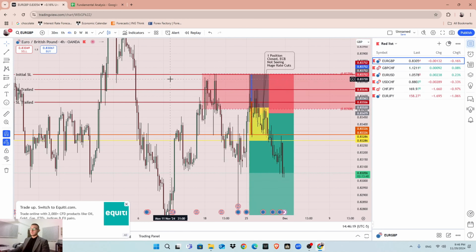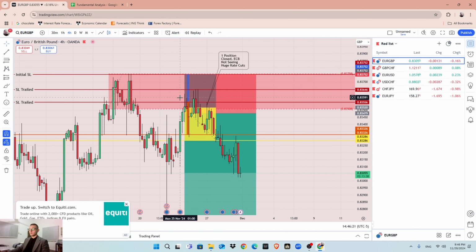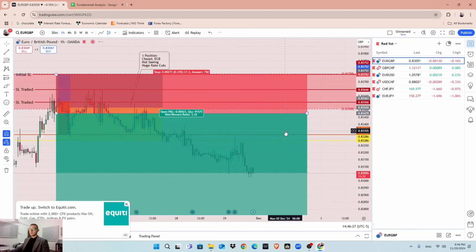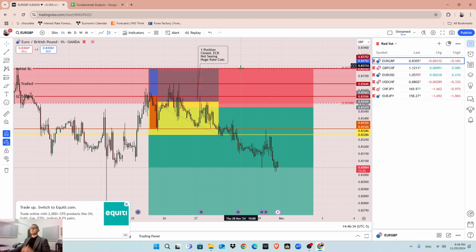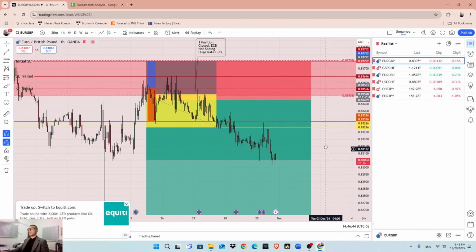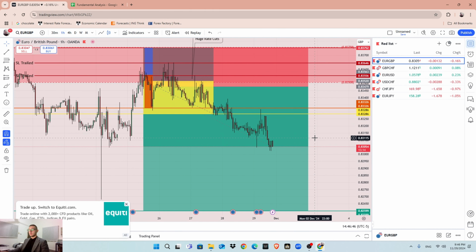How I trail my stop loss: after a 4-hour shift in market structure, I trail my stop loss into the highs. After I trailed my stop loss and closed one of the positions right here, if price comes into my stop loss, I would be out at break even. And this is how I think about it, and this is how I manage my risk.